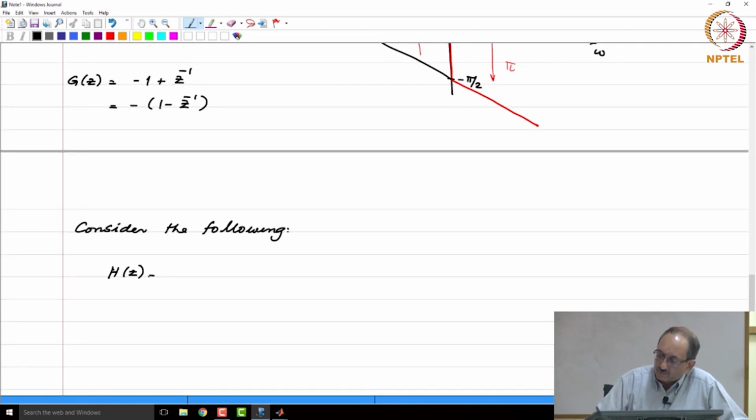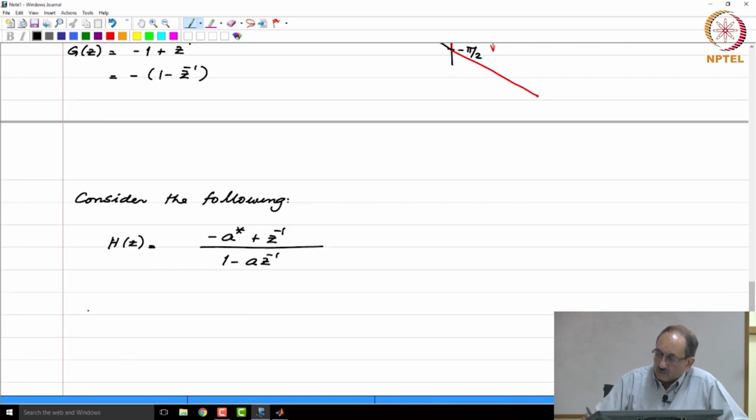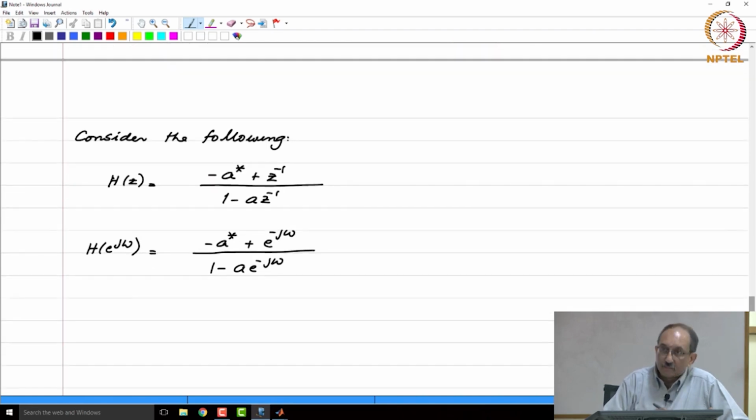So, h of z is 1 minus a z inverse, and the numerator is minus a star plus z inverse. Therefore, h of e to the j omega is 1 minus a times e to the minus j omega, and this is minus a star plus e to the j omega.